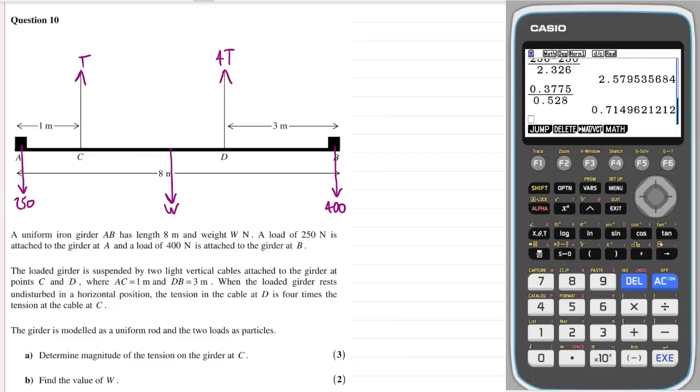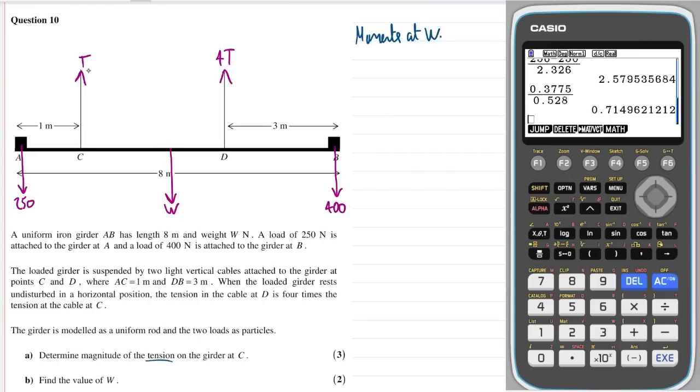Okay, well, we've got two unknown forces. We've got T and we've got W, and it asks us to work out T. So we're going to need to take moments at W, essentially. So we're going to take moments at W, and let's have a look then.